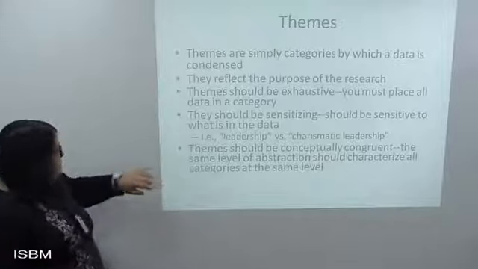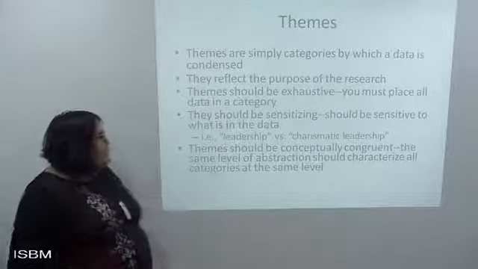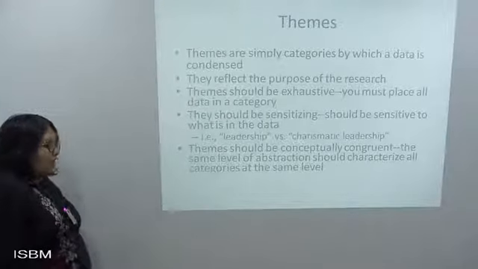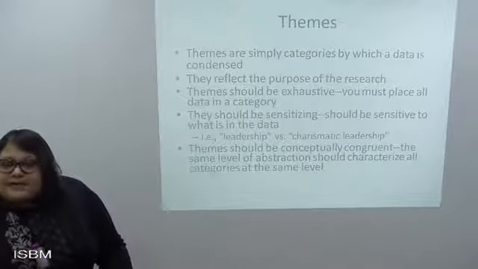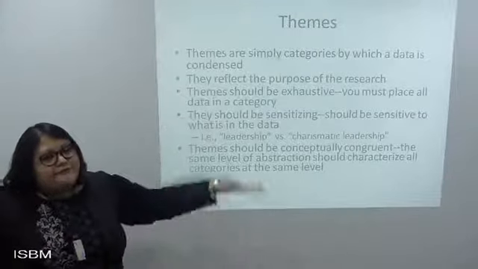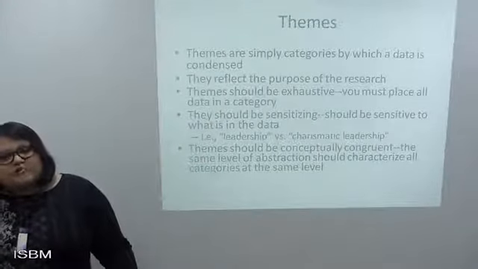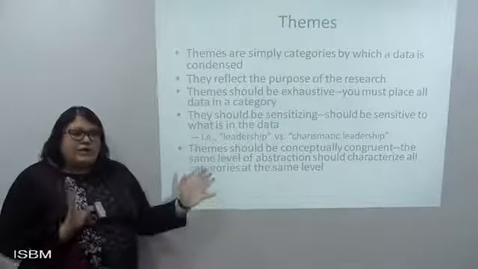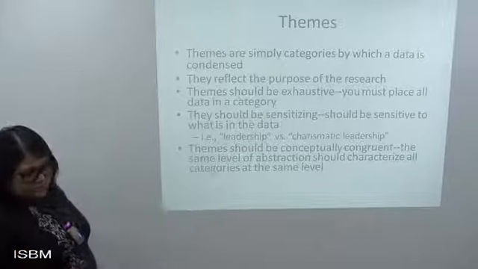Now themes should be conceptually congruent. Congruent means it should be in tune, in line with the ideas, and the same level of abstraction should characterize all categories at the same level. So if I am characterizing something on the basis of caste, it should include everything that goes into the making of it, from the making of the caste system to the discrimination process to the reservation process to the process of demolishing the caste system and so on. The entire positive, negative and critical appreciation would be included in your themes.